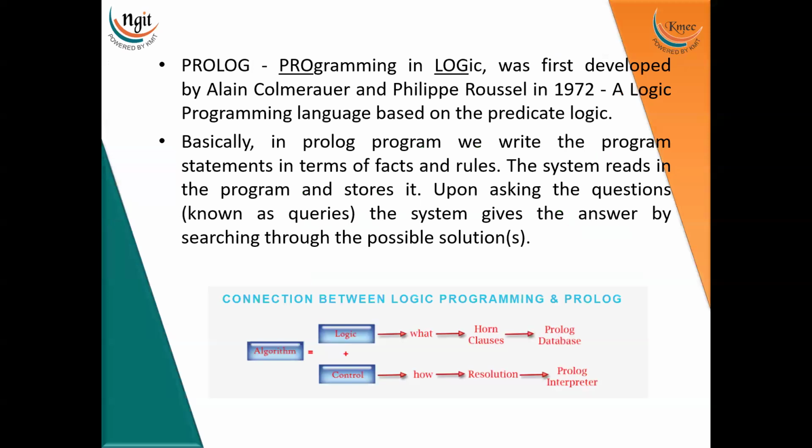So, what is Prolog? Prolog in logic was developed by Alain Colmerauer and Philippe Roussel in 1972. It's a logic programming language based on the predicate logic. Basically, in a Prolog program, we write the program statements in terms of facts and rules, and then the system reads the program and stores it. Upon asking questions, that is queries, the system gives the answer by searching through the possible solutions. So this is the connection between logic programming and Prolog.